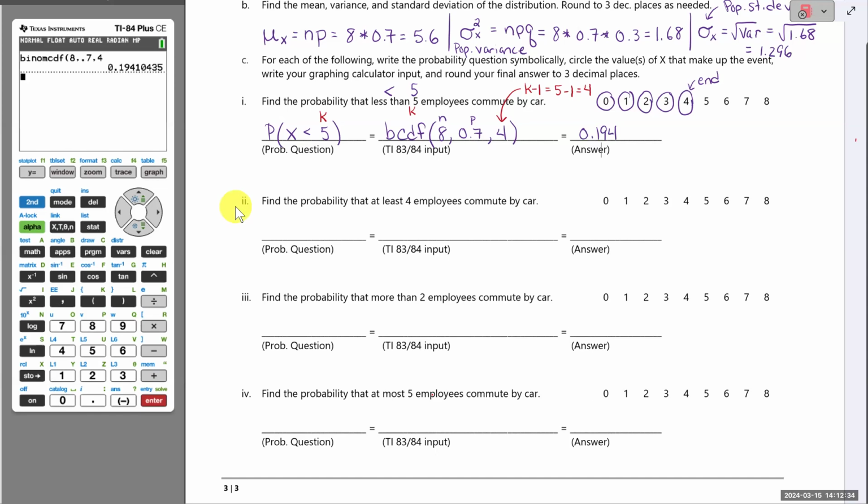Find the probability that at least 4 employees commute by car. So at least 4 would be greater than or equal to 4. So we need our random variable here, X. X needs to be at least 4, greater than or equal to 4. So I'm going to circle those possibilities. So at least 4 employees means that maybe 4 commute by car, or maybe 5, or 6, or 7, or possibly 8.